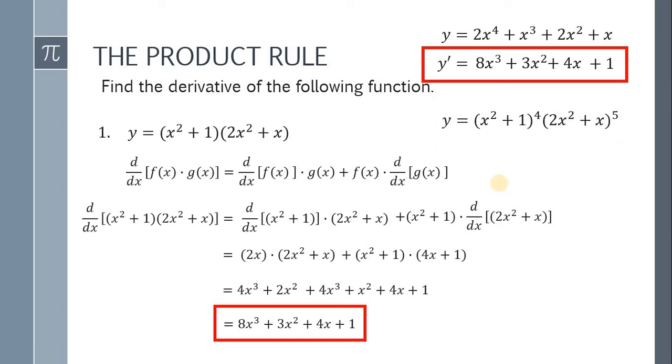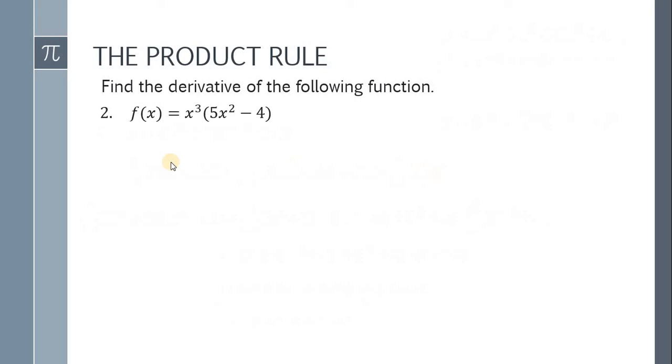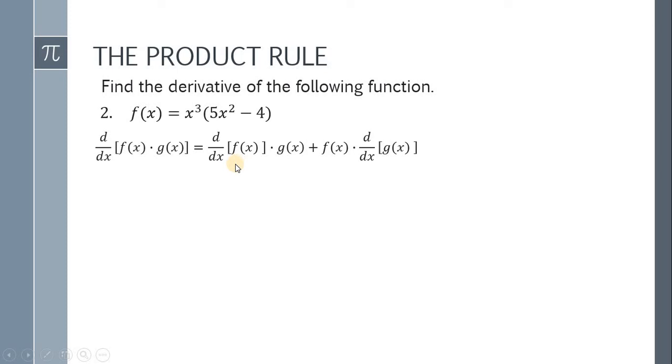So, let's have the solution for number 2. So, we have f of x equals to x cubed times 5x squared minus 4. Now, napakadali nitong example na to kung i-distribute natin yung x cubed and then kukunin natin yung derivative. But, again, kailangan nating i-practice yung sarili natin na gamitin yung product rule. Kasi magagamit natin to later. Okay? So, again, yung product rule natin, we have the derivative of the first times the second plus the first times the derivative of the second.